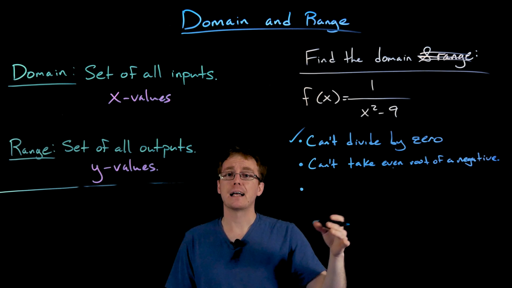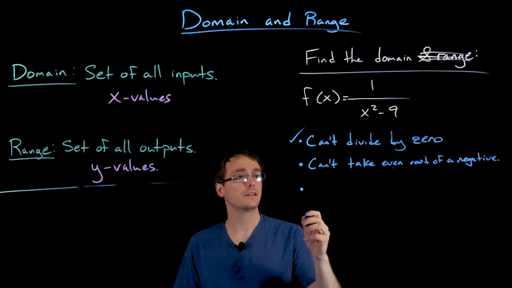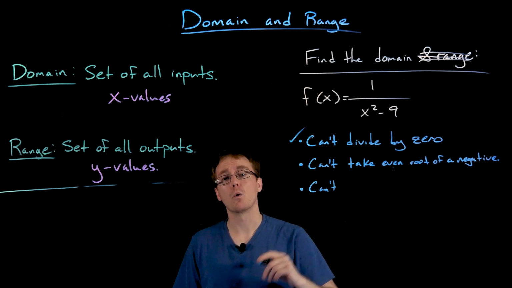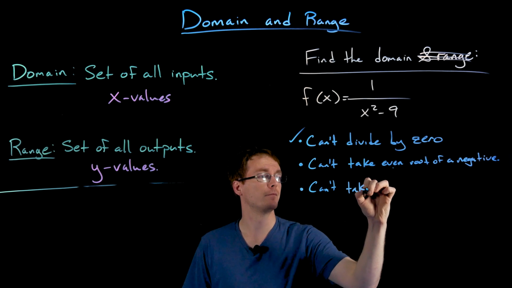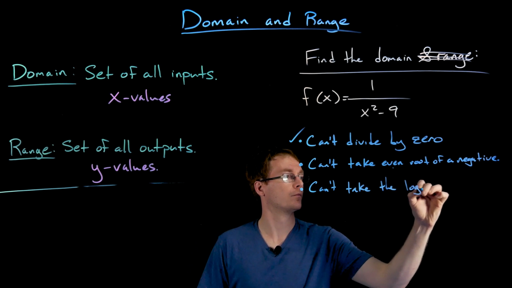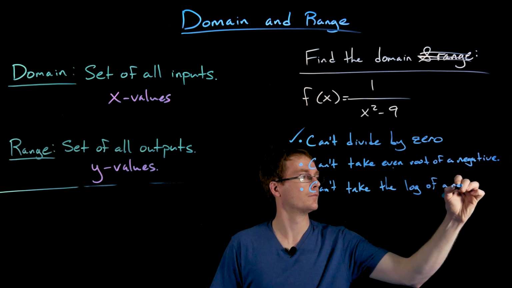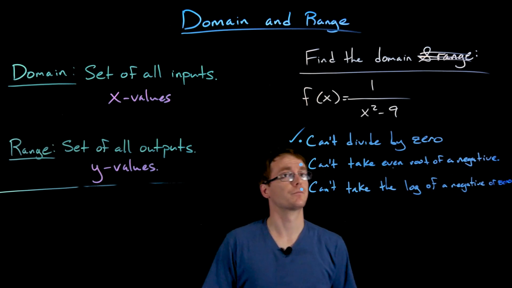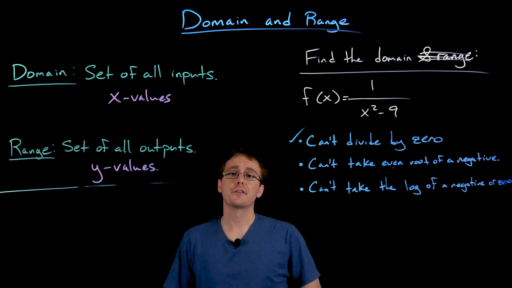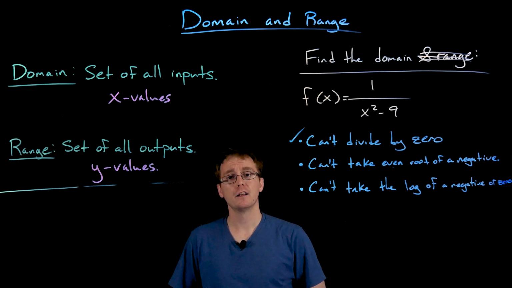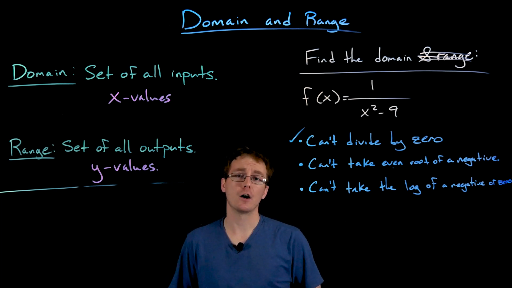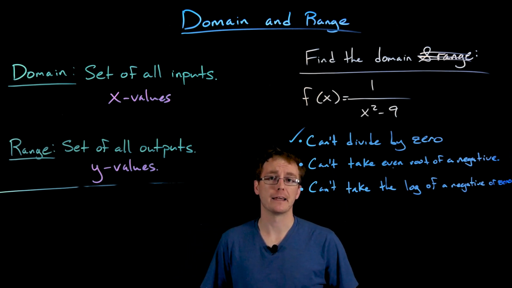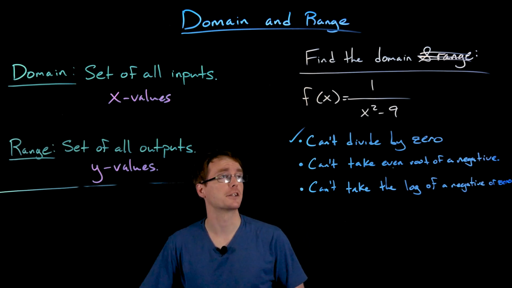And we may add to this list as time goes on, but the third thing we want to watch out for, at least for now, is that we can't take the logarithm of a negative number or 0. So as long as we can avoid these three operations with the equation of our function, then that x value will be in the domain of our function. So it's actually sometimes easier to think about what x values are not allowed in our domain, and then our domain is everything but those x values.